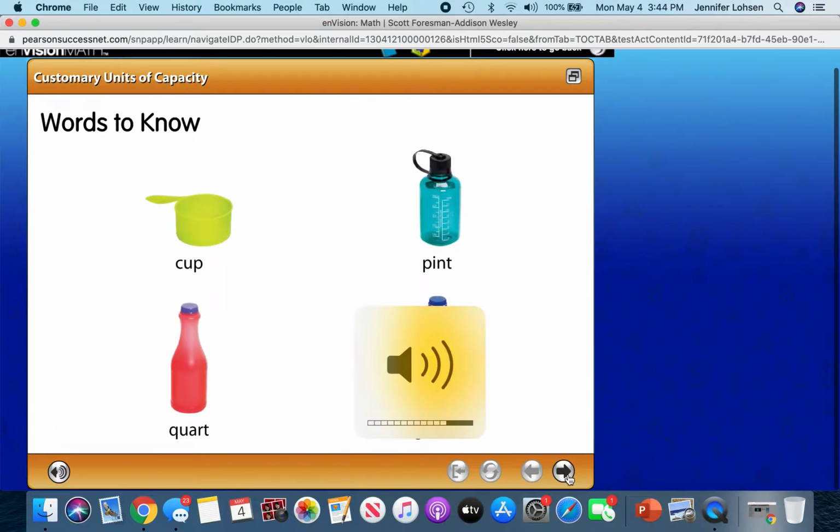So our words to know, sorry, I just want to do a volume check. Our words to know, we have a cup. This is exactly what I was talking about, something that you would use for baking. I just used this one this morning when I was making some pancakes. We have our pint, we have our quart, and we have our gallon.